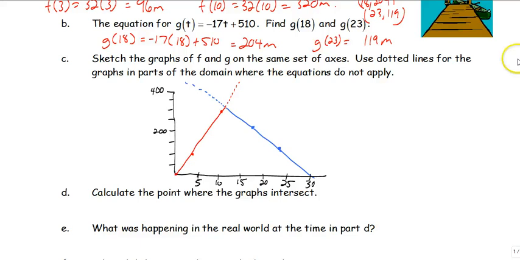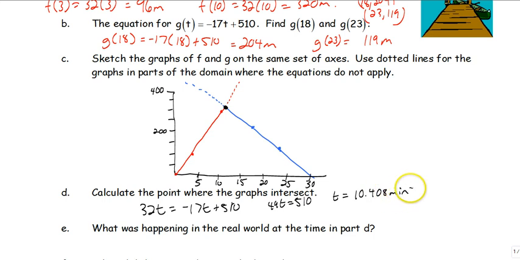So calculate the point where the graphs intersect. Let's calculate this point. Well, you just set the two equations equal. 32t is equal to negative 17t plus 510. And when you solve this, add 17t over and you get 49t equals 510. You get t is equal to 10.408 minutes. And when you plug that back into one of the two equations, 10.408 times 32, you get about 333 meters is how far they went out.